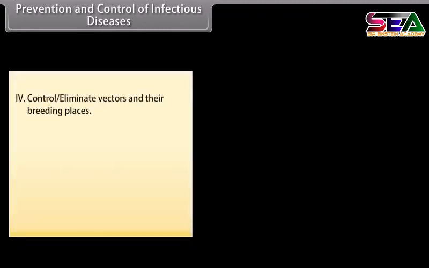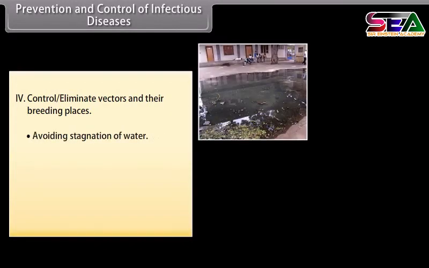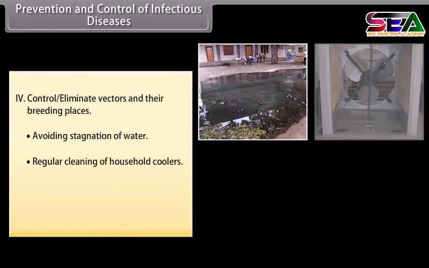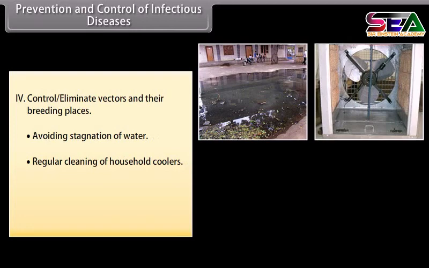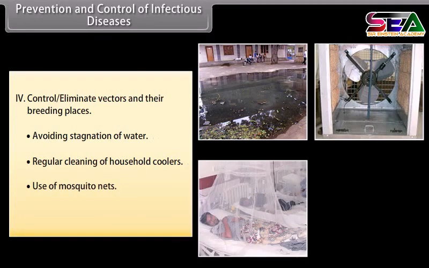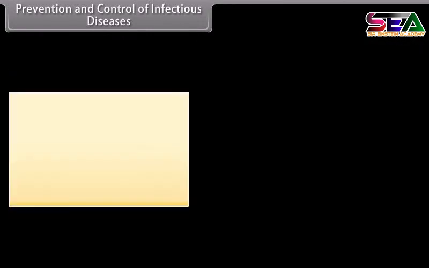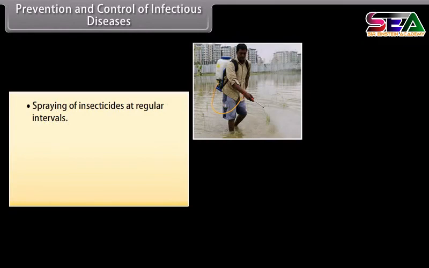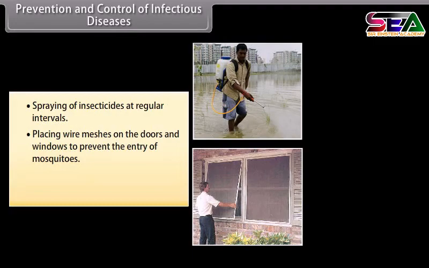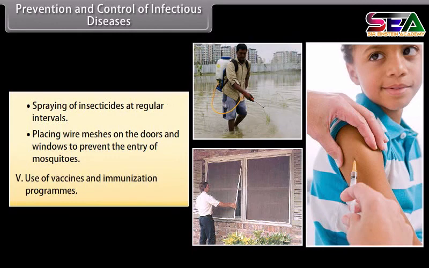Control and eliminate vectors and their breeding places. Avoid stagnation of water. Regular cleaning of household coolers. Use of mosquito nets. Introducing fishes like gambusia in ponds. Spraying of insecticides at regular intervals. Placing wire meshes on the doors and windows to prevent the entry of mosquitoes. Use of vaccines and immunization programs.